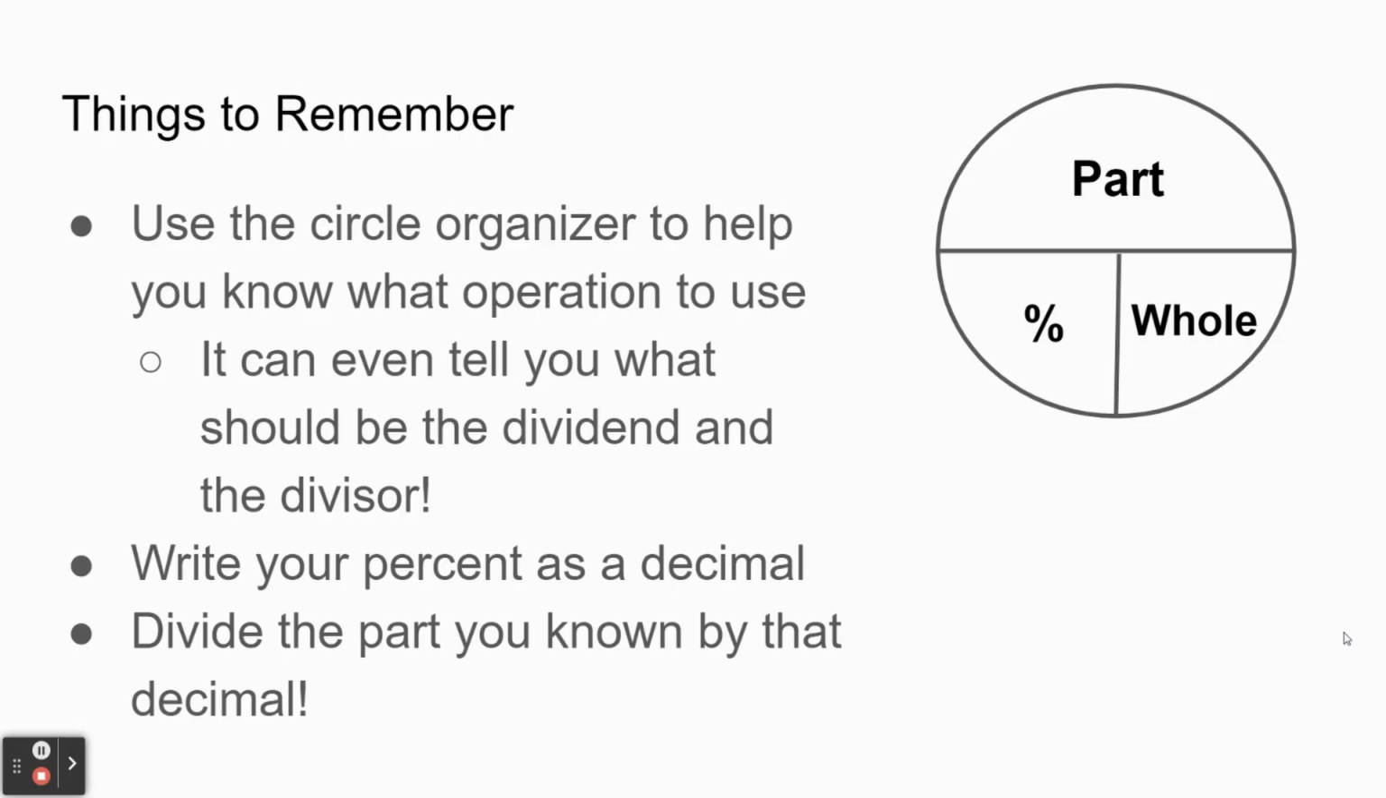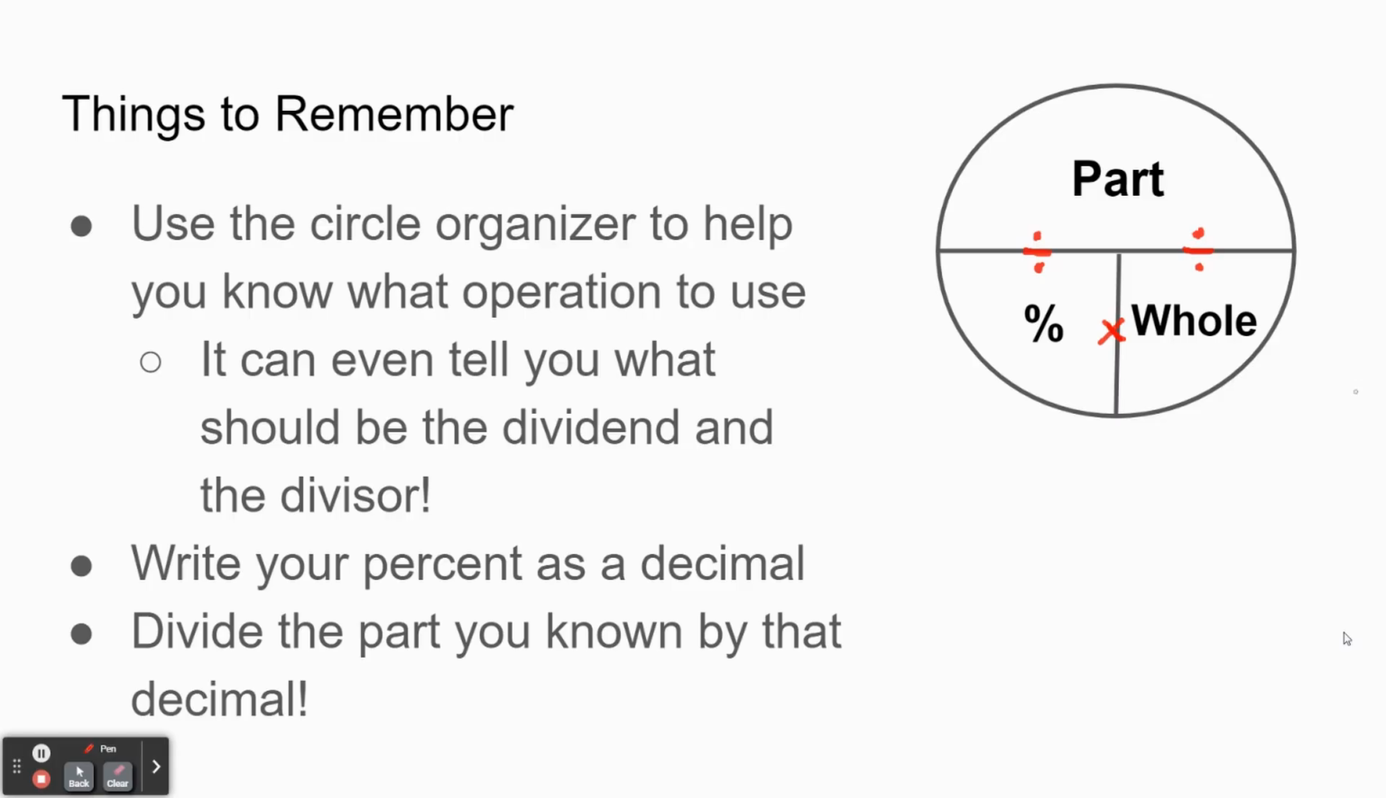So, things to remember from this video. First off, this circle organizer tool is really helpful. It can help you know which operation to use. If you have a percent and a whole, you're going to do some multiplication. If you have a part and a percent, you're going to do some division. And if you have a part and a whole, which we didn't talk about, you'd still do division. It can even tell you what the dividend and the divisor is, because whatever's on top is going to be the dividend, and whatever's on the bottom, either the percent or the whole, is always going to be the divisor.